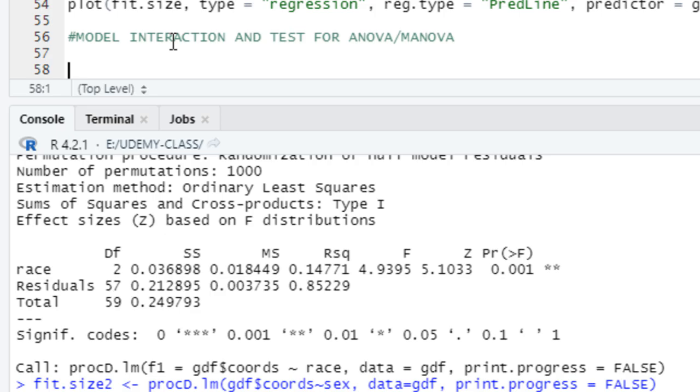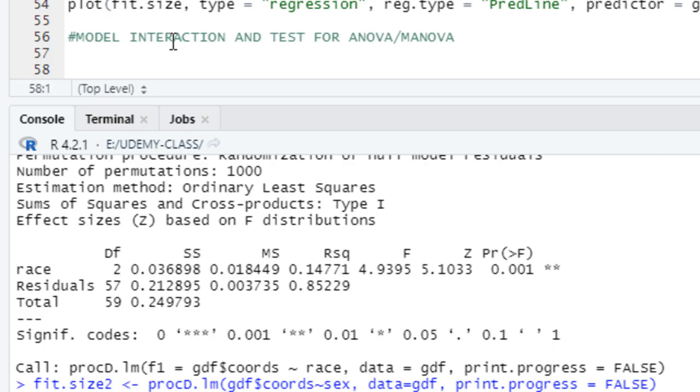Before we do that, don't forget our GDF. We need to first convert our GDF to what they call a 2D array, because we want to look at the intercept. We have the intercept and we have interactions. In the normal mathematical form, we have the intercept and the gradient.